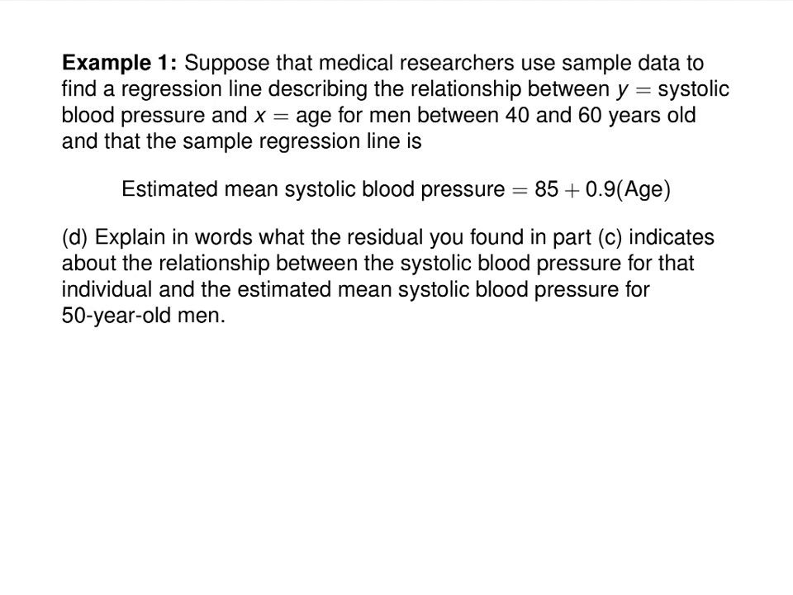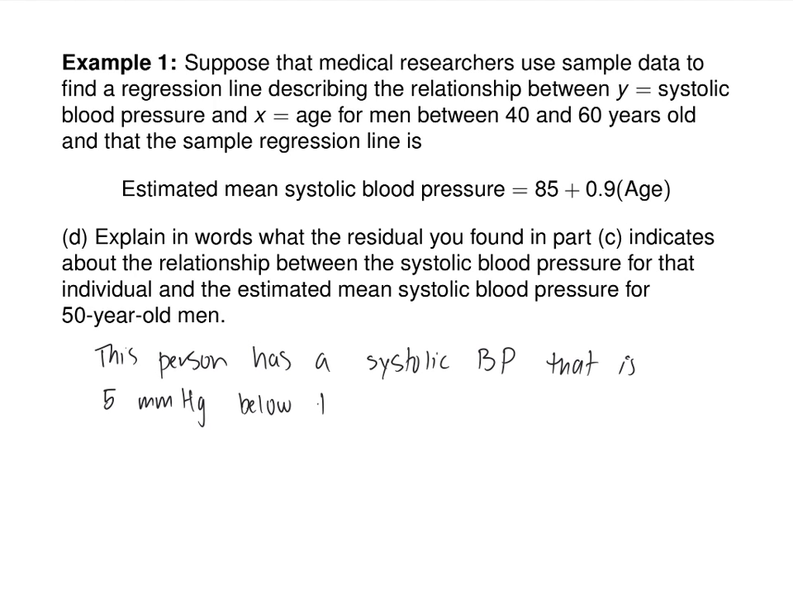Okay. So the next question just said, explain in words what the residual you found in part C indicates about the relationship, what we just said. So this person has a systolic BP that is 5 millimeters of mercury below the average for all 50-year-old men. Okay. All right.